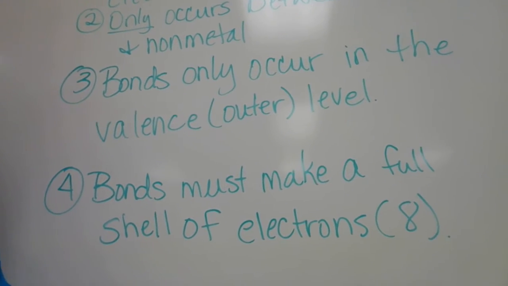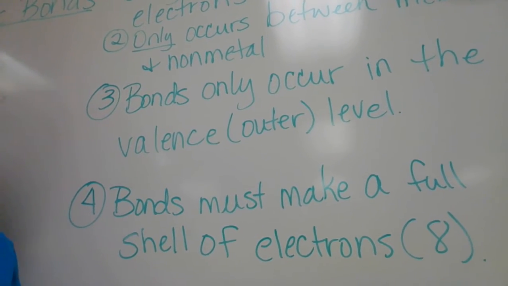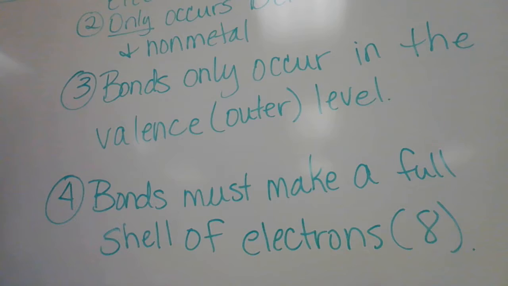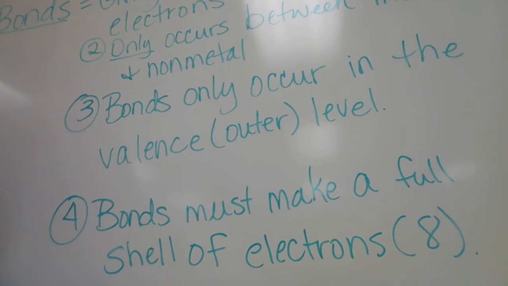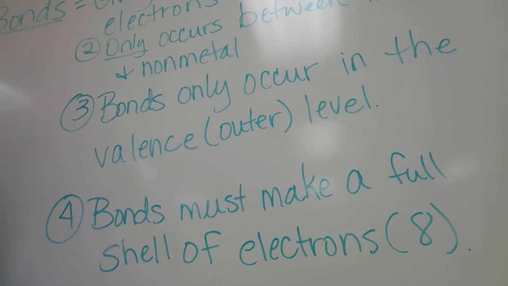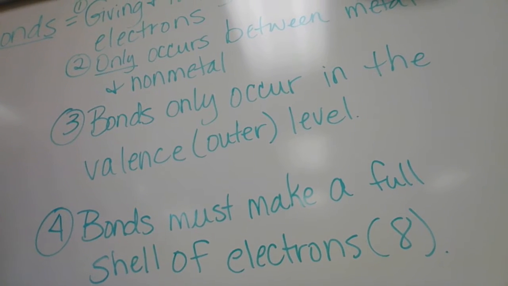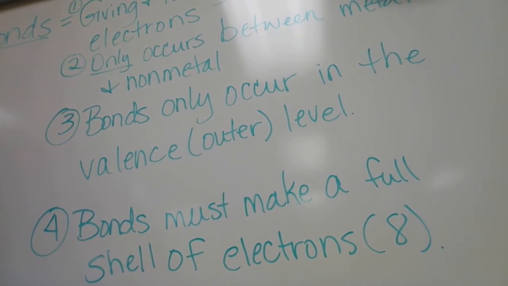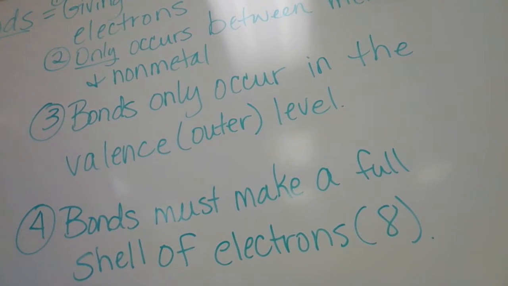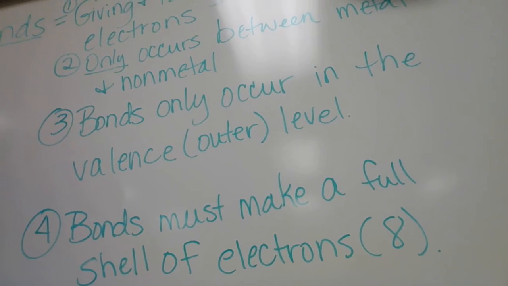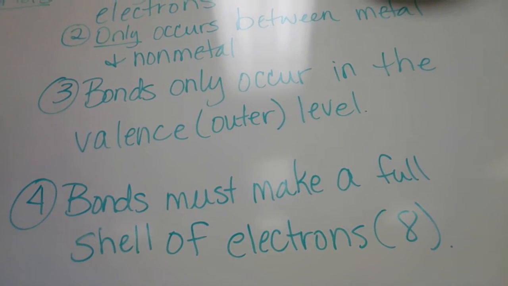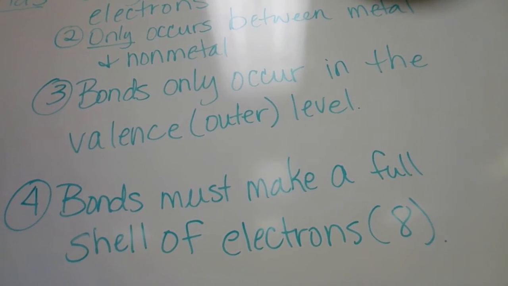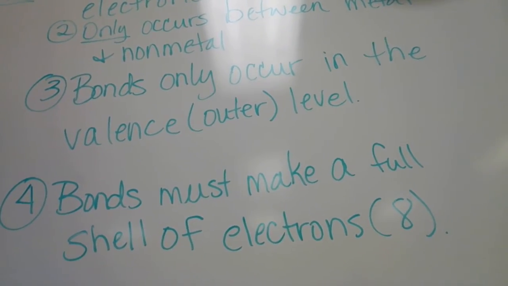And when the bonds form, both elements must have a full shell of electrons, which means 8 or 2 or 18. We're only going to be making bonds between the first 20 elements. So that means all of our full shells are going to contain 8 electrons. All right. Now let me show you what I mean.